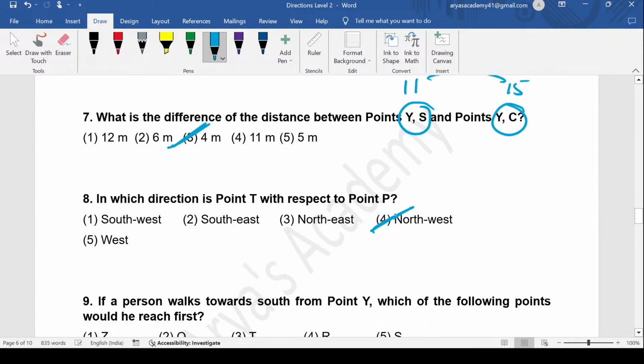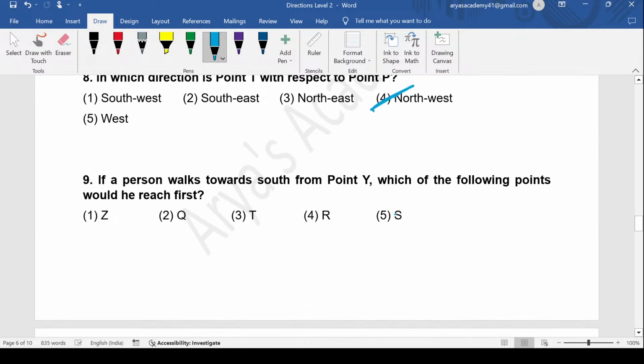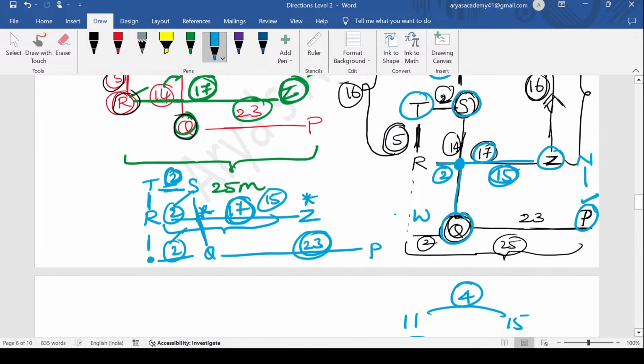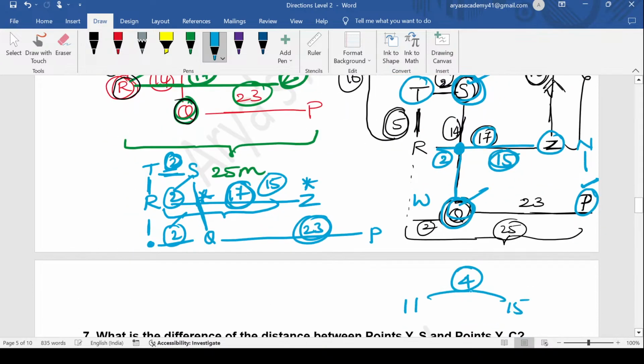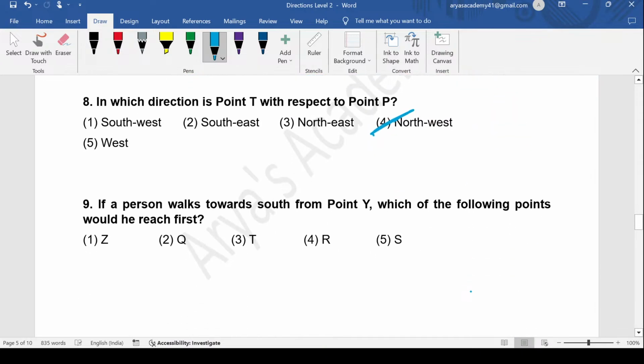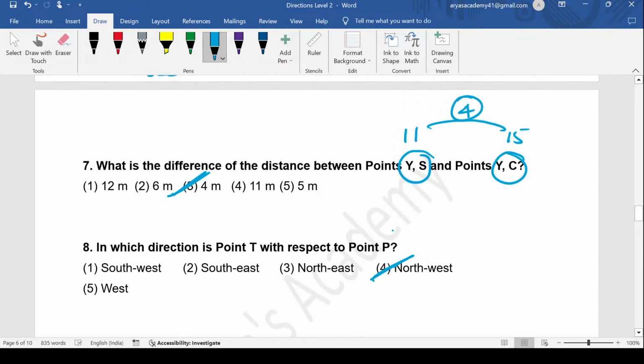Option number 4. Question number 9. If a person walks towards south from point Y, so from Y he has to go towards south, which of the following points would he reach first? Where is Y? Y is here. He has to travel south from Y. So if he travels south from Y, initially he reaches S and then he will reach Q. But they're asking you which is the first point. The first point will be S. So it's option number 5. S is the right answer.